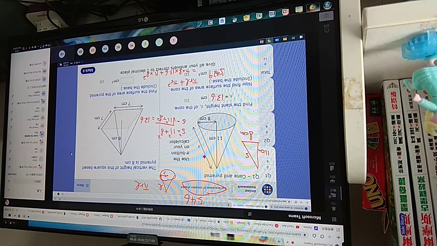So if you have no questions on the total surface area of the cone, then I will move on to the next one, the surface area of the pyramid. So this one is more difficult. If we want to calculate the surface area of the pyramid, actually it consists of 1 square and 4 triangles. Okay, actually the 4 triangles are the same.